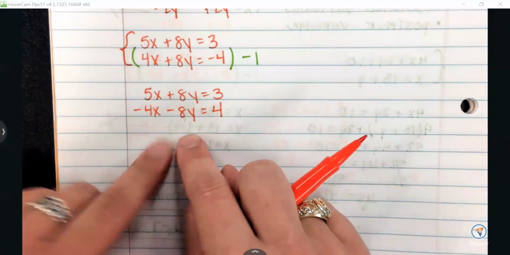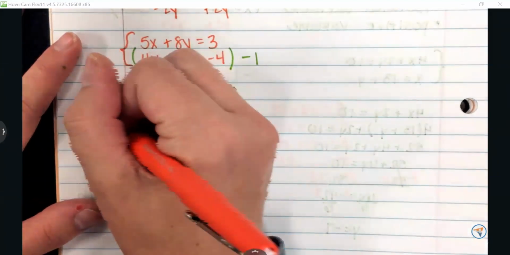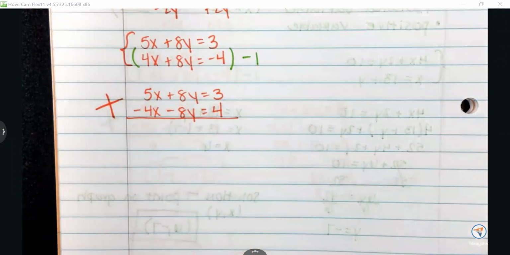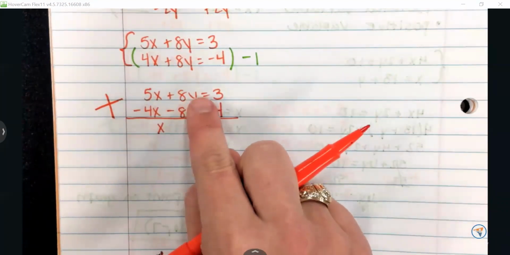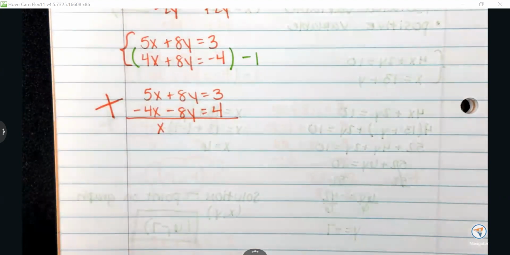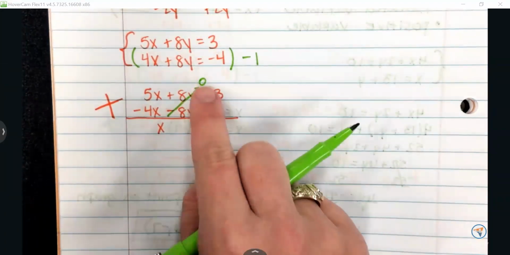Are my y's equal and opposite? Then I'm good to go. And I do not care what your friends tell you. Always add. It'll make it easier. So what is 5x plus negative 4x? One what? 1x or just x. What is positive 8y plus a negative 8y? It better be nothing, because wasn't that the whole point? To remove something? So we're removing our y's because they are equal and opposite.